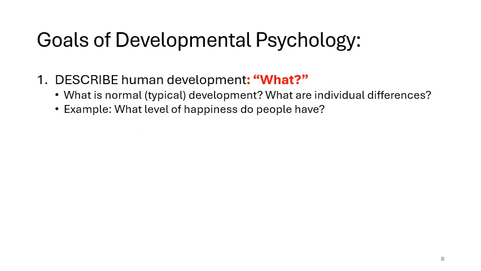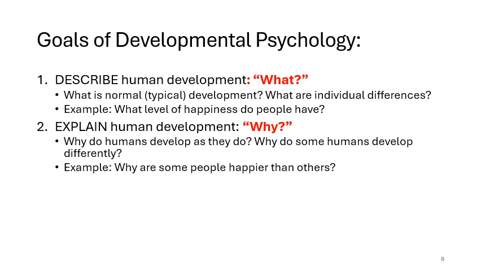So let's just reflect a moment about the goals of developmental psychology. We want to describe human development or answer the what questions. What is typical development? What are individual differences? Or, an example that we'll be using throughout this content, what level of happiness do people have? Secondly, we want to explain human development. Why? Why do humans develop as they do? Why do some humans develop differently? Why are some people happier than others?